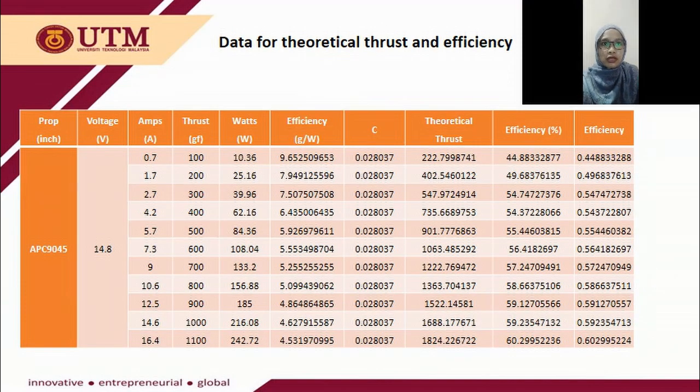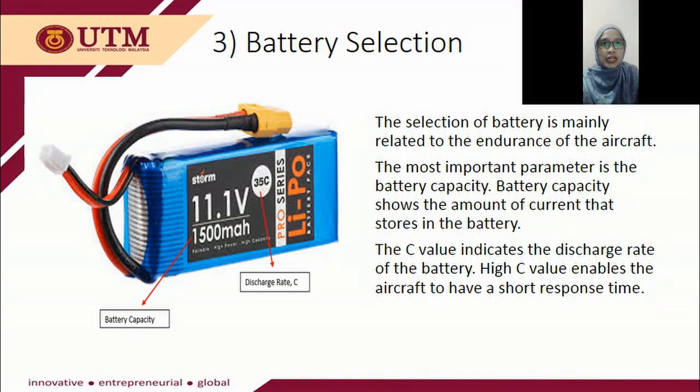So the next one is battery selection. The selection of battery is mainly related to the endurance of the aircraft. The most important parameter is the battery capacity. Battery capacity shows the amount of current that's stored in the battery. The C values indicate the discharge rate.